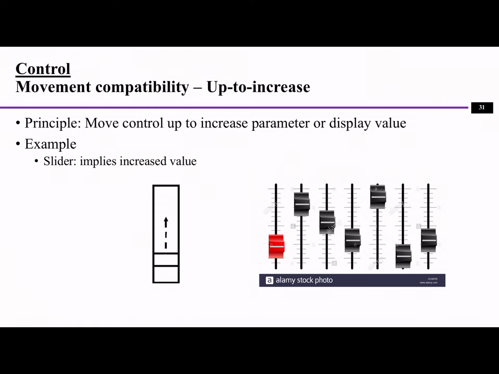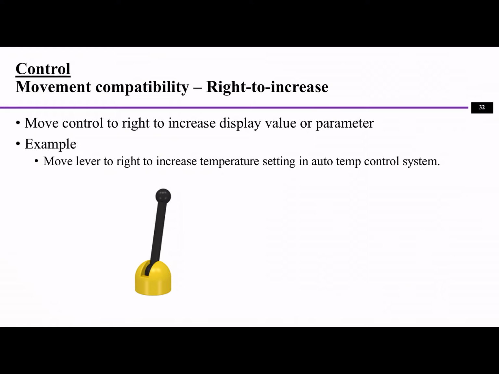So up to increase is also one of the principles you can use for designing a control. For example, all these control buttons. Right to increase is also one, for example, with a lever. Moving the lever to the right is to increase the temperature or the value on the control. Right? If you move the lever to the left, that is to decrease the value of the control.